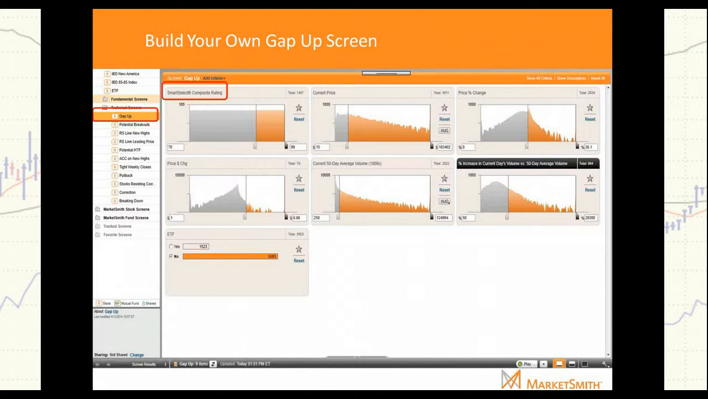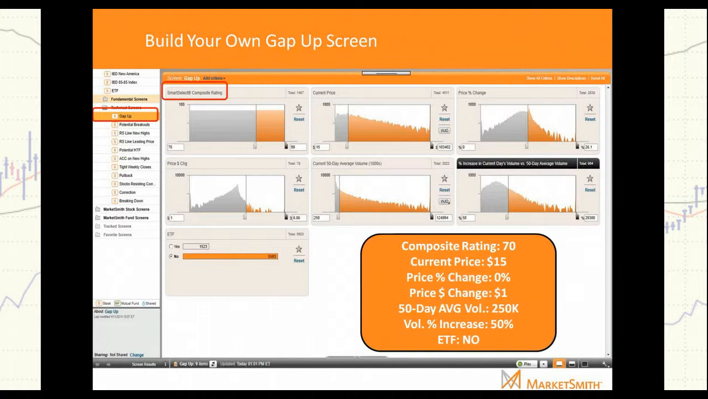Now, Jason here in-house, he built this pretty cool gap up screen right here. It's not going to catch all gap ups, okay? So I just want to be upfront with that. But what it's going to do is capture stocks on big volume. There's 50% volume right here.